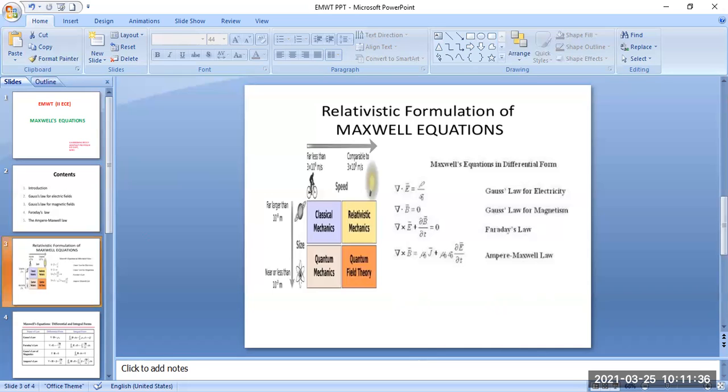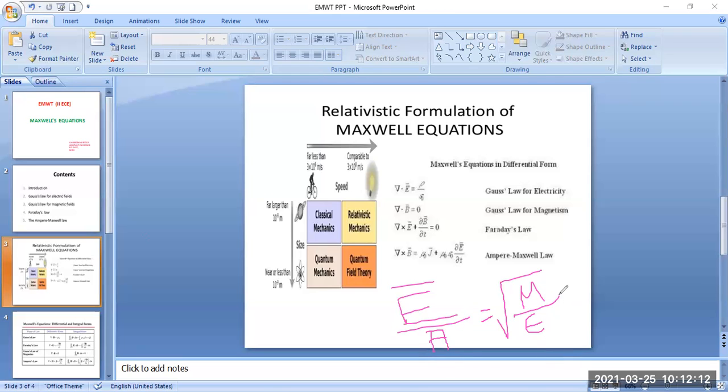The relation between electric field and magnetic field is the wave impedance or characteristic impedance. That is nothing but E bar divided by H bar is equal to root of mu by epsilon. So this is the relation between E bar and H bar. E bar is the electric field intensity, H bar is the magnetic field intensity.